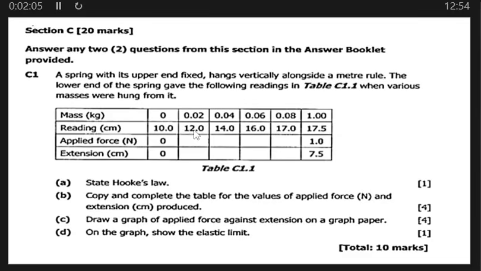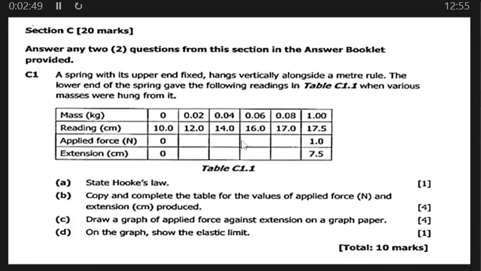to 12.0. And when a mass of 0.04 is hung to the spring, then the reading goes to 14.0. When a mass of 0.06 is hung to the spring, then the reading goes to 16.0. When a mass of 0.08 is hung to the spring, the reading goes to 17.0. And when a mass of 1.00 kilogram is hung to the spring, then the reading goes to 17.5 centimeters.